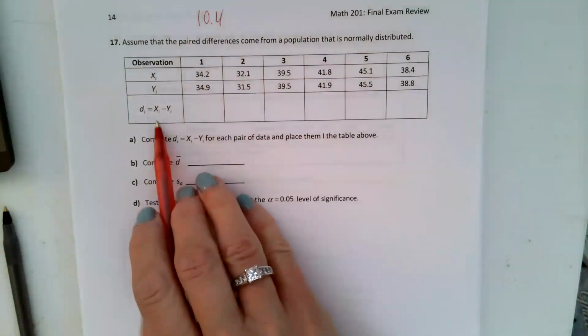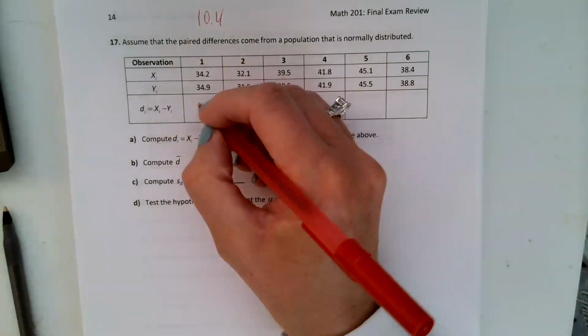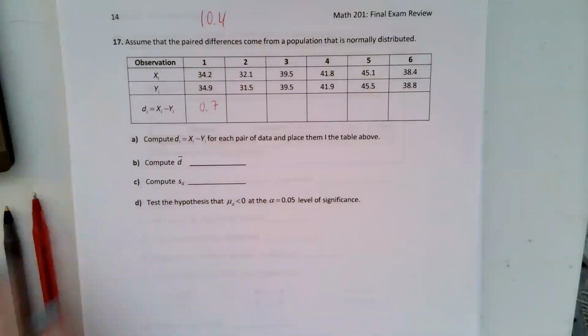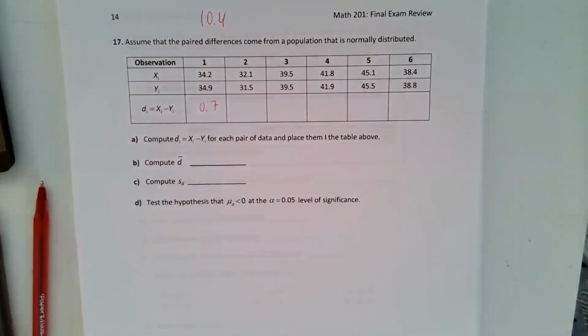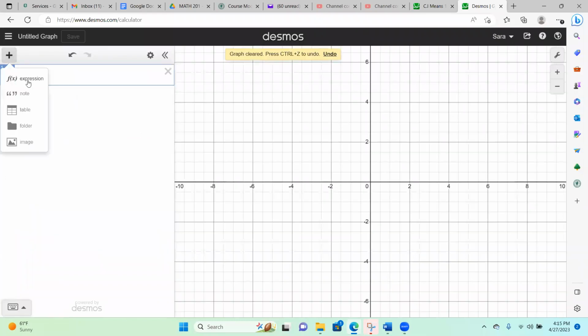And they want us to take the X minus the Y. So I'm doing the top minus the bottom. So 0.7. Now, these numbers are a little bit trickier to find. So what I think would be good to practice is let's just go to Desmos and start a new table. And I'm just going to put my X's in just like they have them.